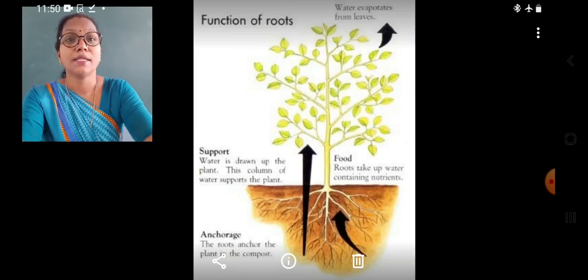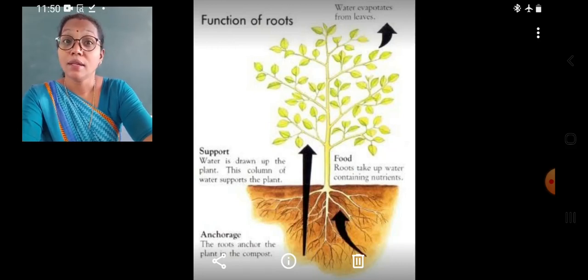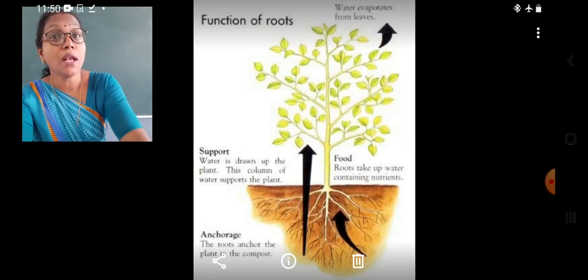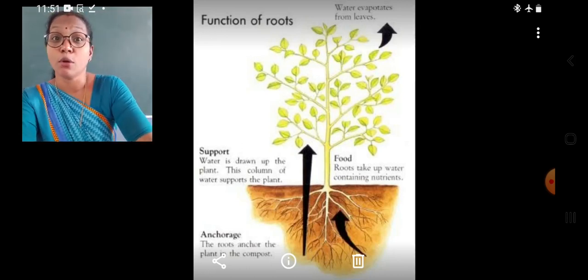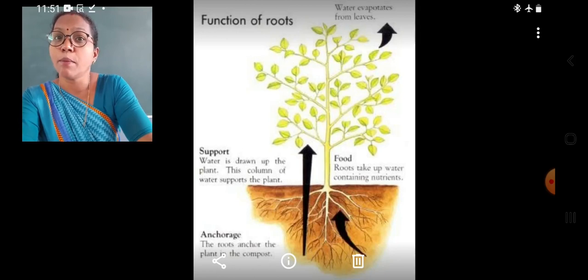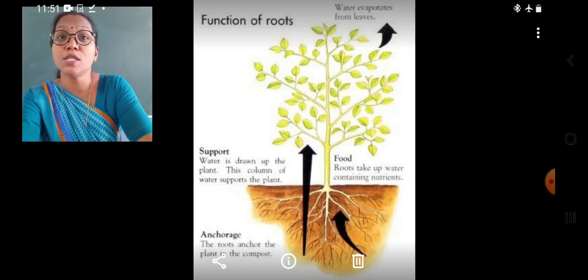And another one is that the roots spread on the ground and act as a covering above the soil, and the roots hold the soil particles together and prevent soil erosion. When the winds blow and when there is running water or rain, the soil will not be blown away from a region where there are plants, because the roots of plants hold the soil particles together and prevent soil erosion.